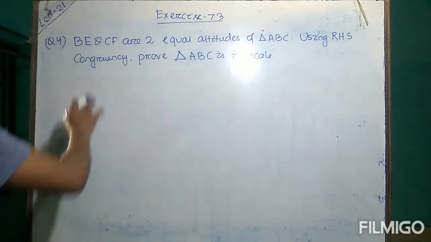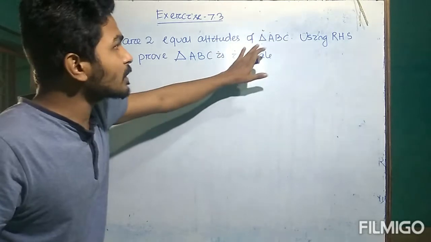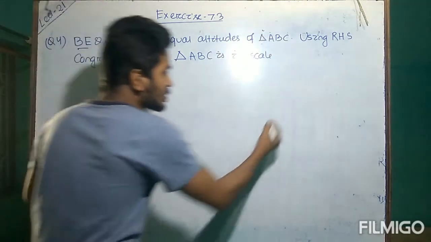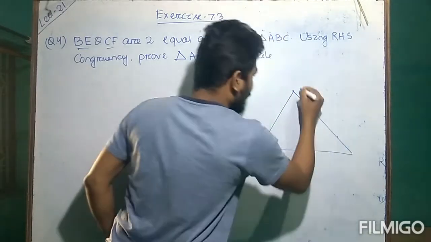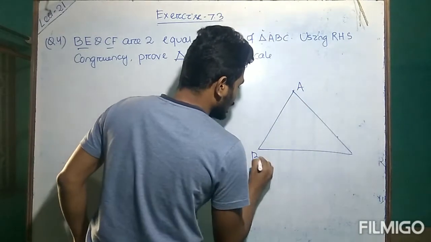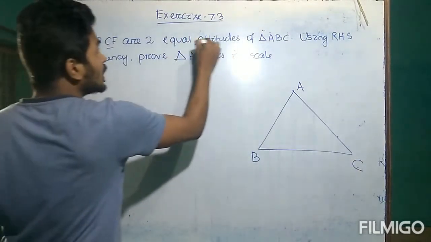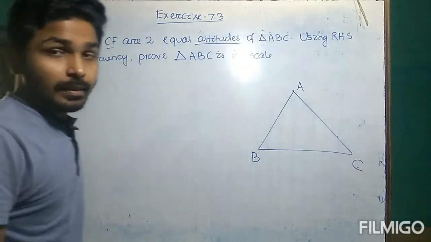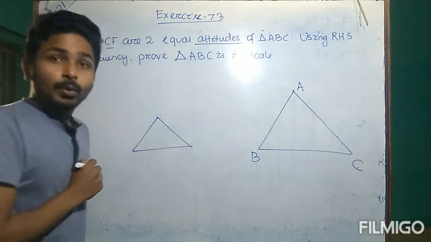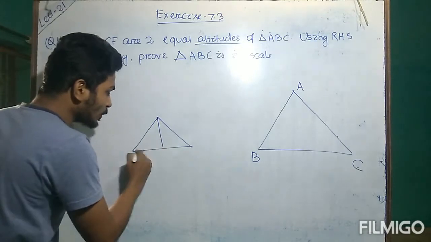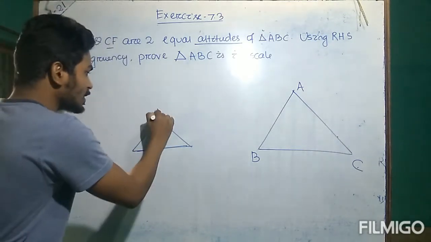So the question is, BE and CF are two equal altitudes of triangle ABC. So let us first draw a triangle ABC. Now in this triangle there are two altitudes. What is an altitude? Altitude is a line which is perpendicular to a base and starts from the opposite vertex. I have told you this is altitude.